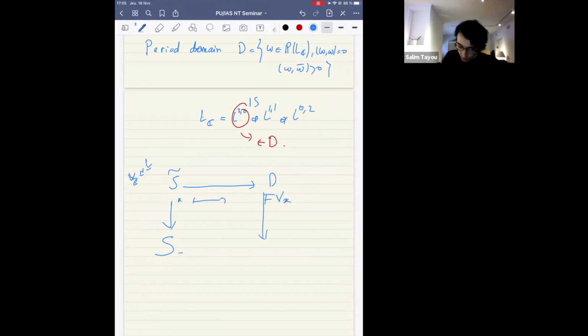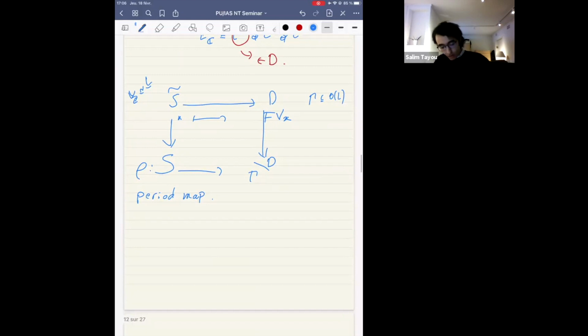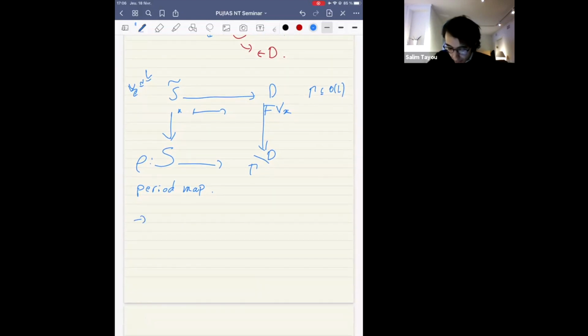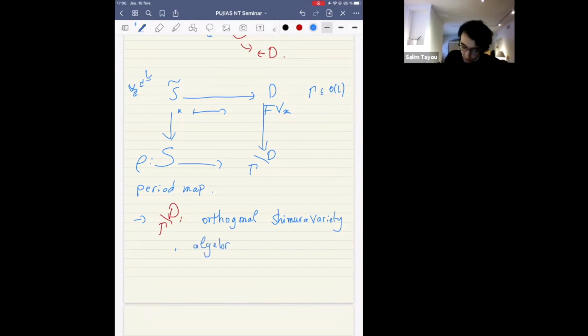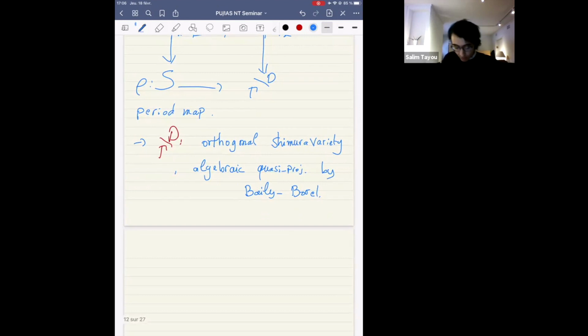And it factors here. We can go to the quotient by some subgroup gamma inside the orthogonal group of L. And here we get a period map. Well, this map is holomorphic by Griffiths' work. And moreover, D mod gamma is actually an orthogonal Shimura variety, and so it has an algebraic structure. So it's algebraic quasi-projective by Baily-Borel. And moreover, by a theorem of Borel, this period map is also algebraic.